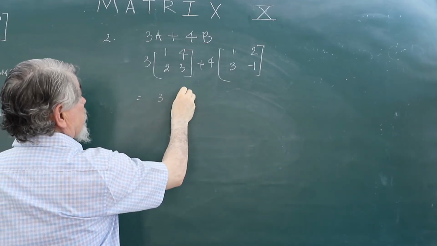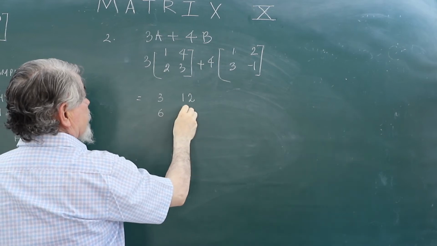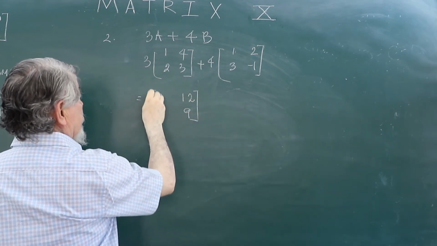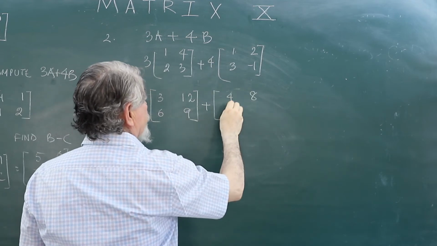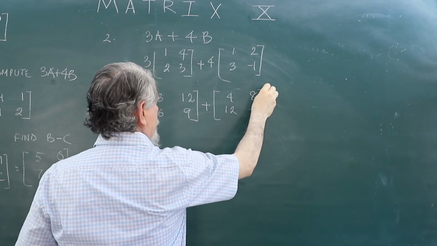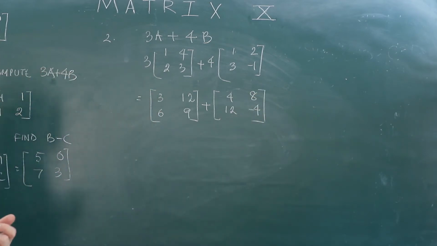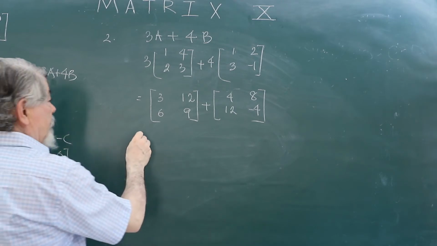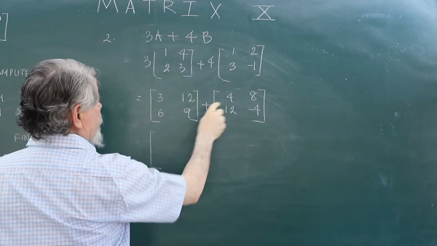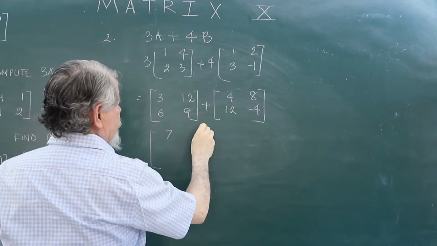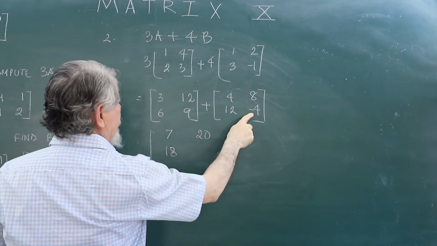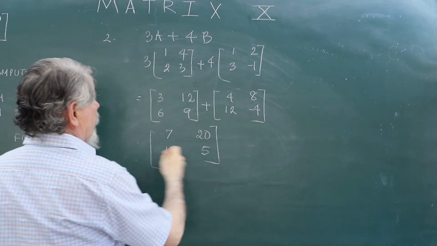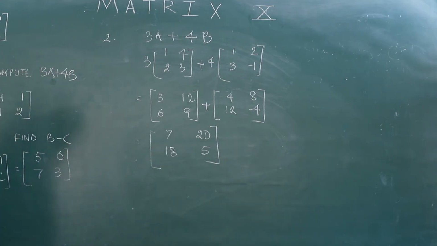3 1 are 3, 3 4 are 12, 3 2 are 6, 3 3 are 9, 3a plus 4b. 4 1 are 4, 4 2 are 8, 4 3 are 12, minus 4. Now let us add the corresponding elements. For example, it will become 3 plus 4, 7, 12 plus 8, 20, 6 plus 12, 18, and 9 minus 4 will be 5. So I have got 3a plus 4b.